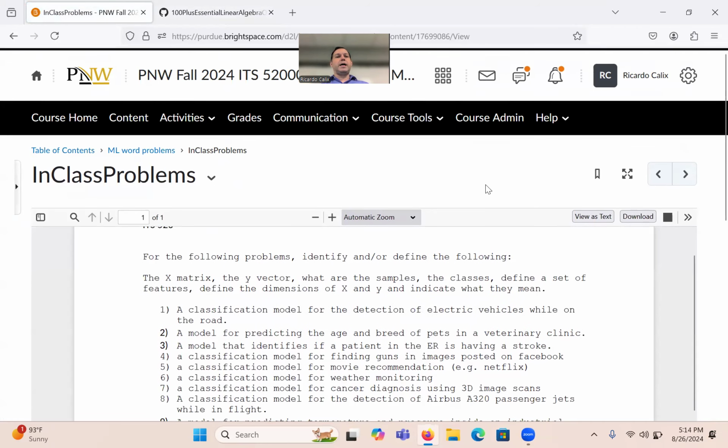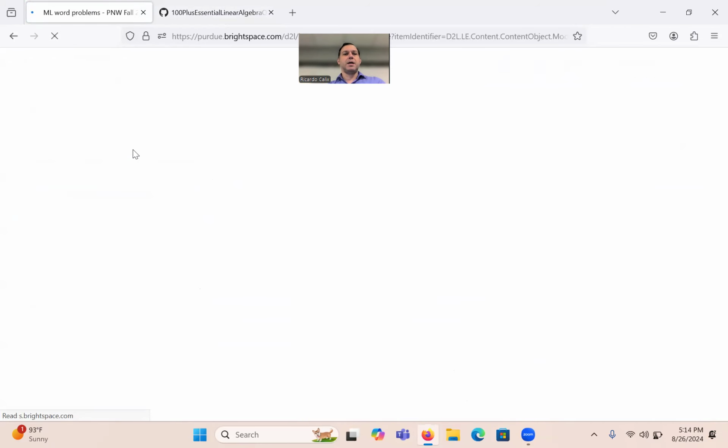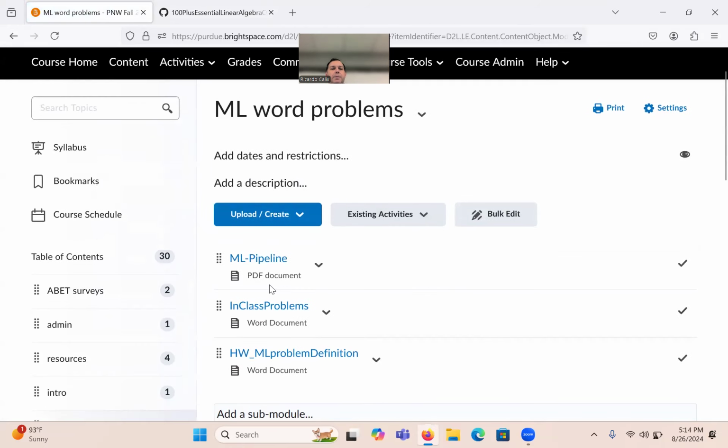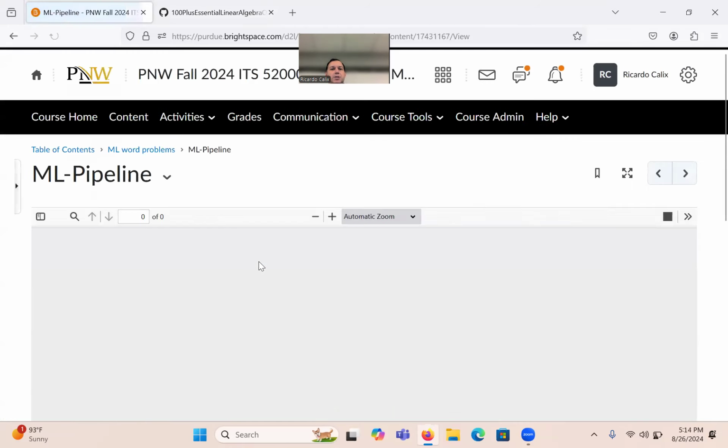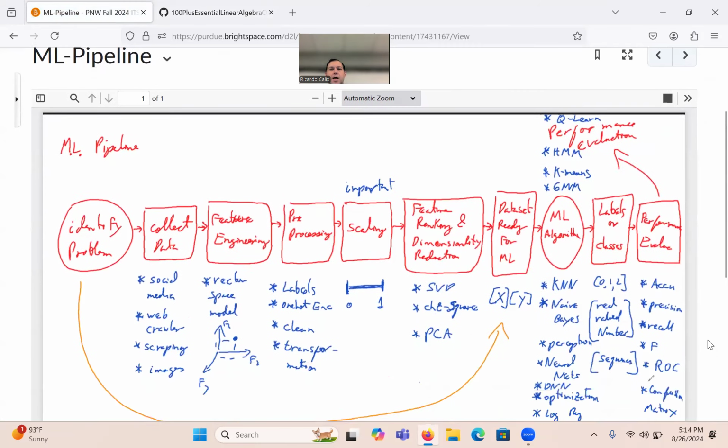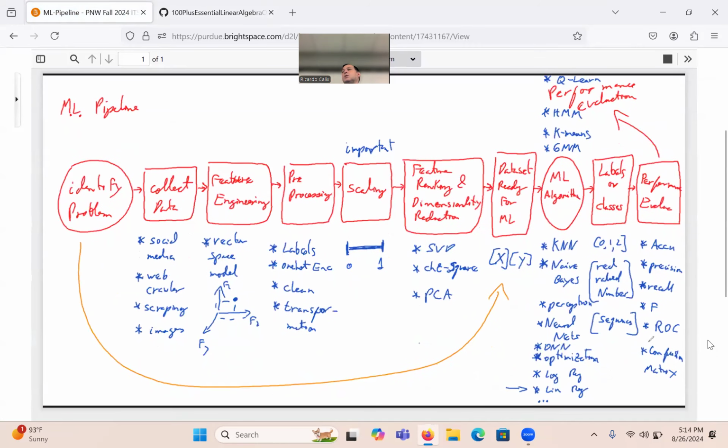And once again, actually, before I start with this, I have the ML pipeline. This PDF summarizes how you can look at machine learning. So we'll start here, right? You may have seen this before. I like to use this a lot. This is kind of a screenshot of what I think of machine learning.